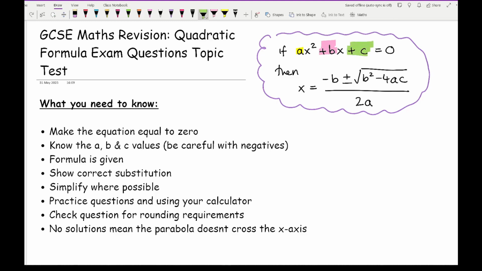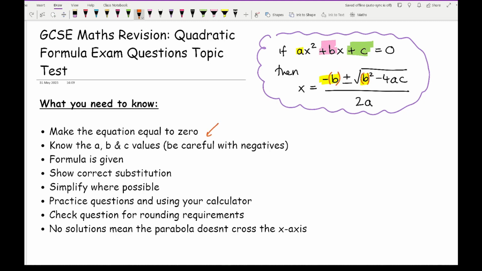Now, you may not have a c, it may equal 0, but again, be mindful when c is negative. And again, the biggest problem is when b is negative, I would say. So always practice those types of questions. Now, if you are going to substitute numbers into the quadratic formula and b is negative, then I strongly recommend you put any negative numbers in brackets.